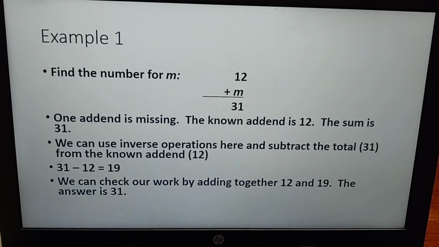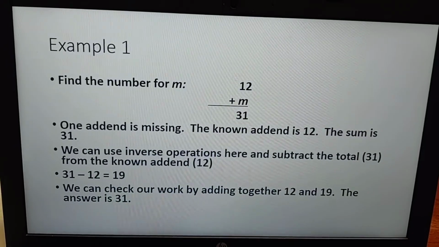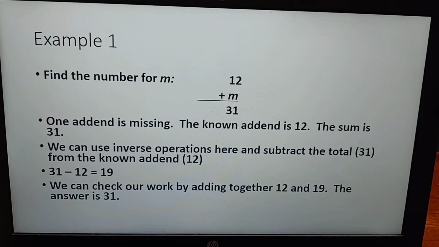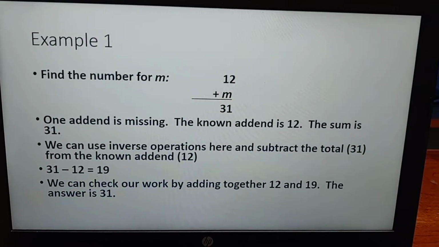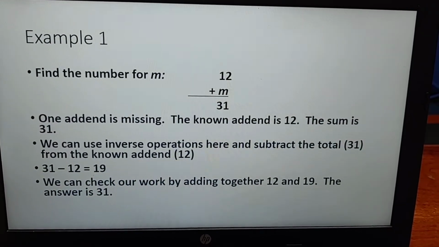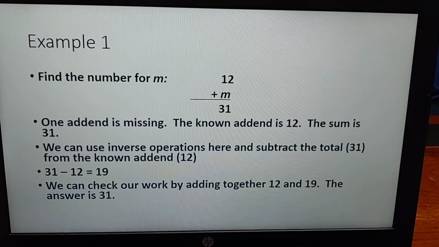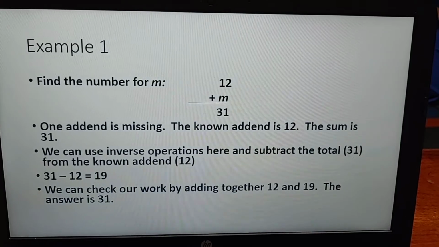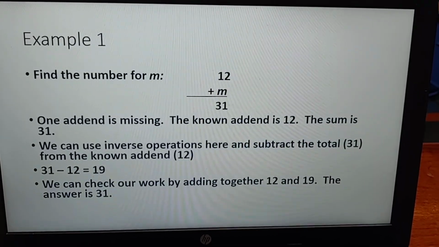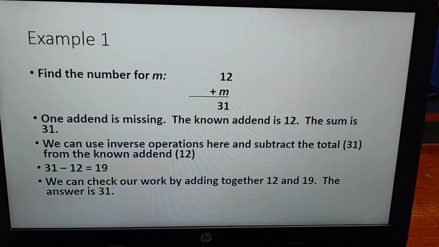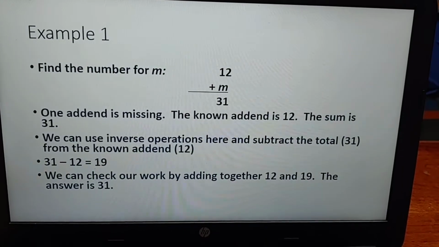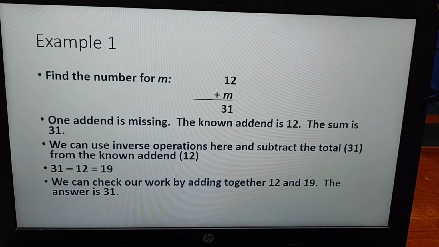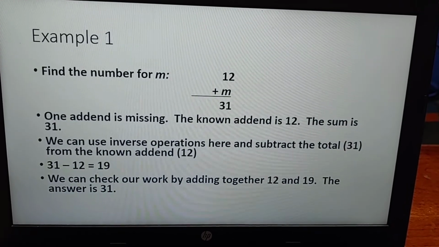Normally, how you're going to solve these problems is by doing the opposite, or inverse operation. So the inverse operation here would be subtraction, since we have addition as the problem. So you take the total, 31, since it's bigger, and you subtract the known addend, 12, since it's smaller. 31 minus 12 equals 19. And you can always go back and check your work by adding together 12 and 19. If you add together 12 and 19, your answer is 31, and that's what you should get.